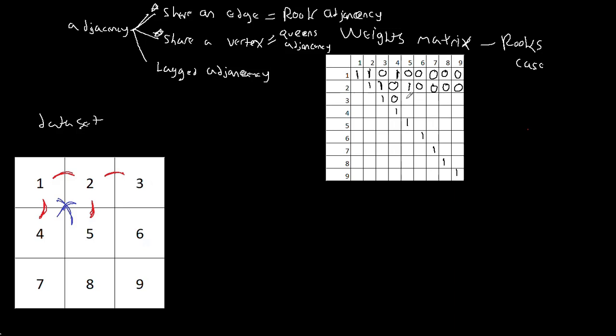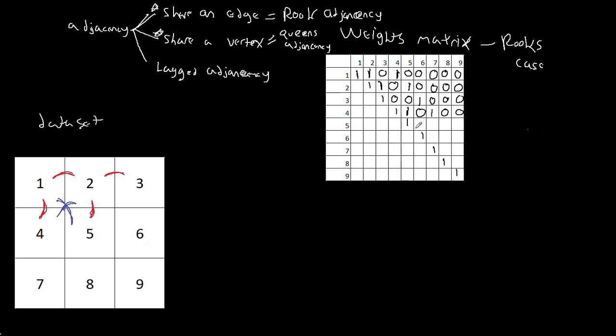All right, so 5 and 3, they would be adjacent in the Queen's case, but not in the Rook's case. 6 and 3 share an edge. 7 and 3 do not. 8 and 3 do not. 9 and 3 do not. 5 and 4 do. 6 and 4 do not. 7 and 4 do. 8 and 4 would in the Queen's case, but they do not in this case. And 9 and 4 do not.